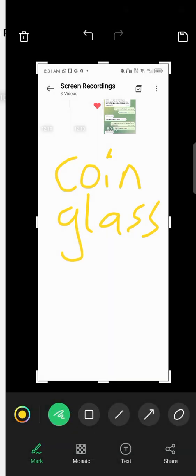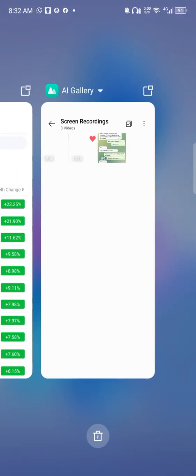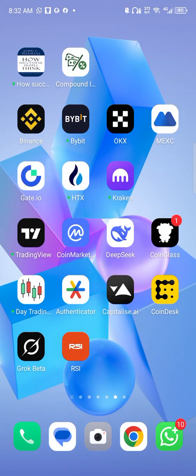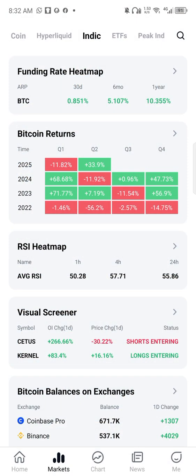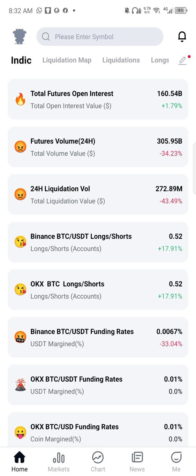And you can use it to see. So let me teach you how to use the CoinGlass in picking the RSI, or helping you to see the RSI of a coin. So I'll click on CoinGlass. Now I have the CoinGlass app here. Yes, this is what it looks like when you first install it.